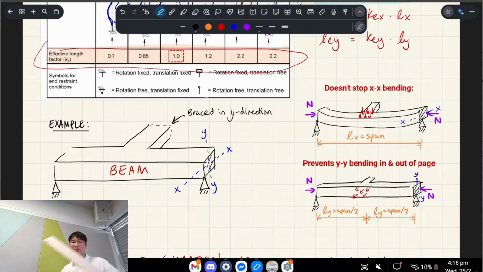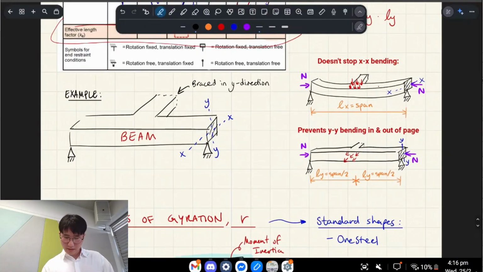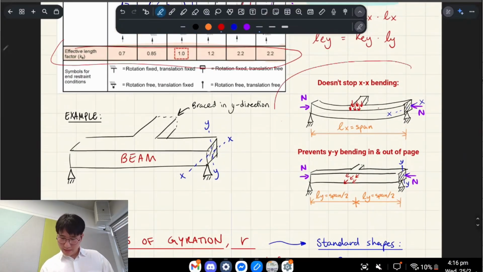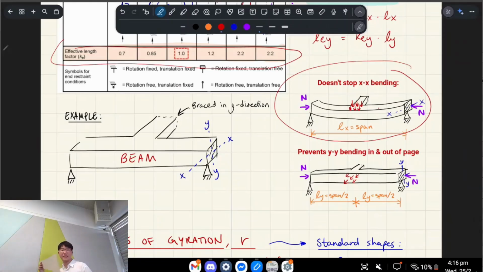Because what often happens a lot of the time is you get something like this, right? Say the x-axis is a stronger one. Say it's like that, right?